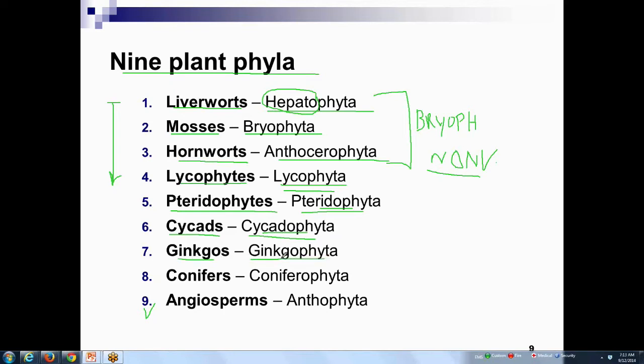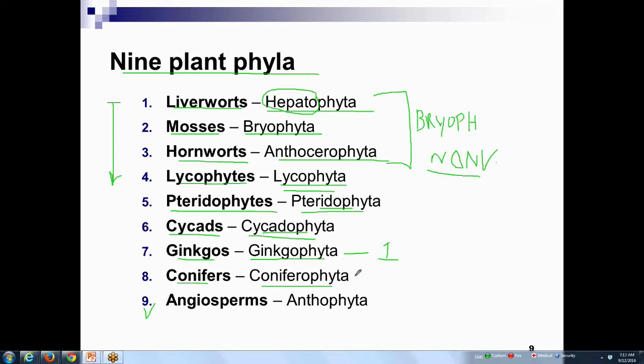The ginkgos are mainly an Asian group, and there's only one species in the entire phylum. So ginkgophytes are just hanging in there, guys. Only one species, Ginkgo biloba, which some of you have probably heard of before, which is used in helping your memory and those kinds of things, supposedly. Then we have the conifers, Coniferophyta.